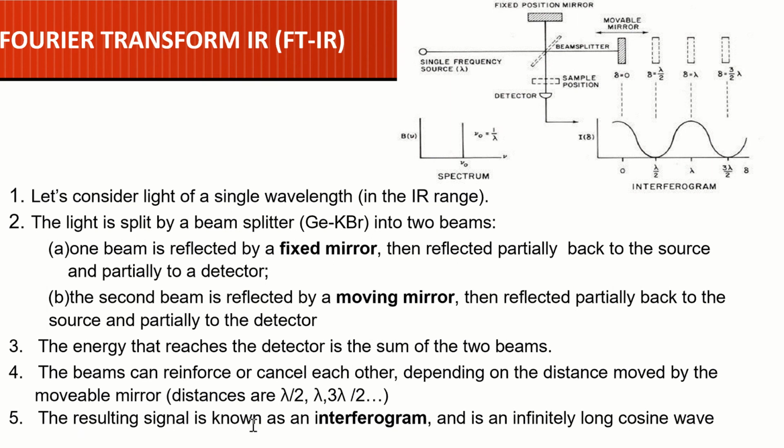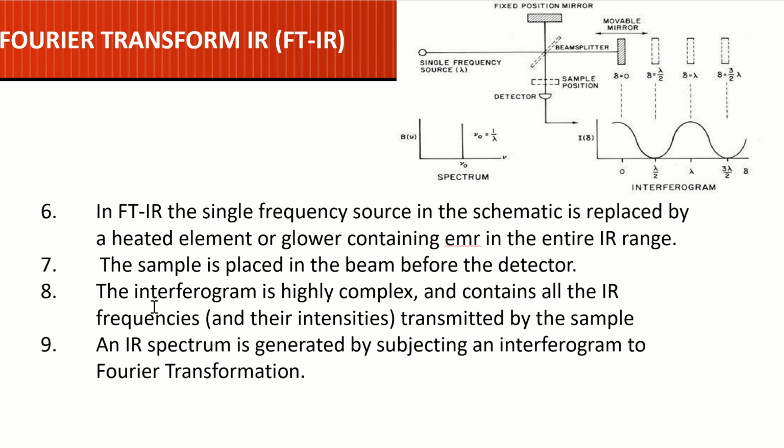The resulting signal is known as the interferogram. So this is our interferogram here that results, and has an infinitely long cosine wave. In the FTIR, the single frequency source in the schematic is replaced by a heated element or glower containing electromagnetic radiation in the entire IR range. The sample is placed in the beam before the detector. So here we see the sample before the detector.